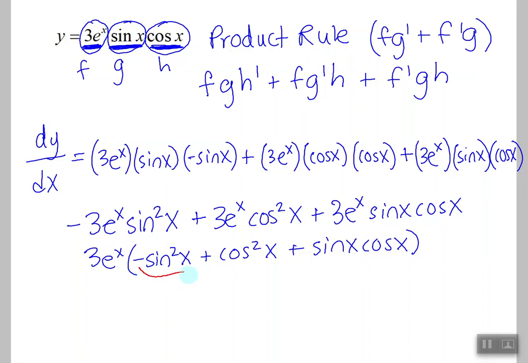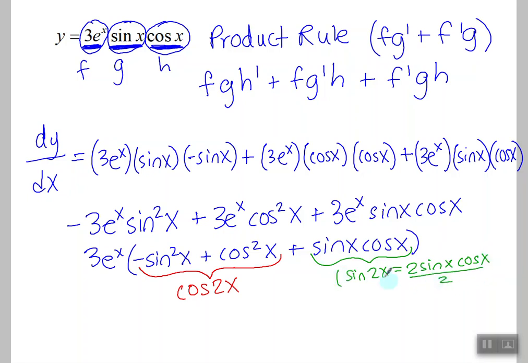The combination of negative sine squared x plus cosine squared x, that sum, is the identity cosine 2x. Cosine 2x is cosine squared x minus sine squared x. Over here, we've got a version of the double angle identity. If we think about how sine of 2x equals 2 sine x times cosine x, well, this is the sine x times cosine x, but without the 2 in it. So if we divide both sides by 2, or multiply by a half, then that's what this equals, 1/2 times sine of 2x.